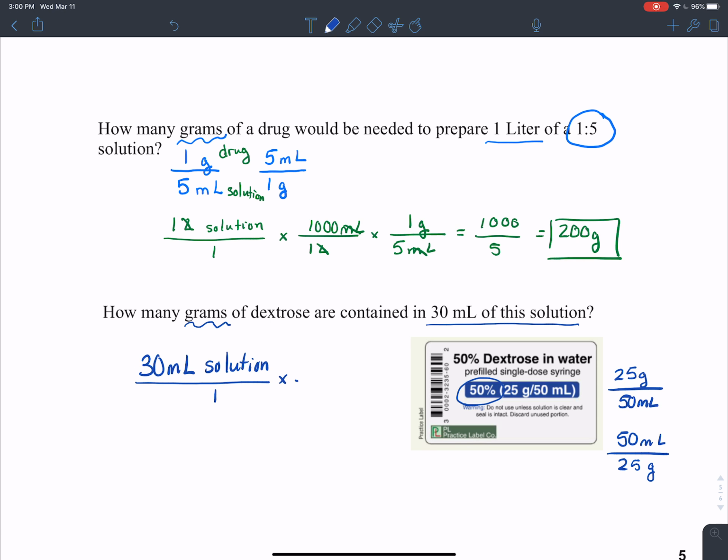I know I want to use my strength, and it does have the correct units, milliliters, so I want the 50 milliliters to cancel out, and I'll have the 25 grams of the drug up in the numerator. When I multiply straight across, I end up with 750 over 50, which gives me 15 grams.